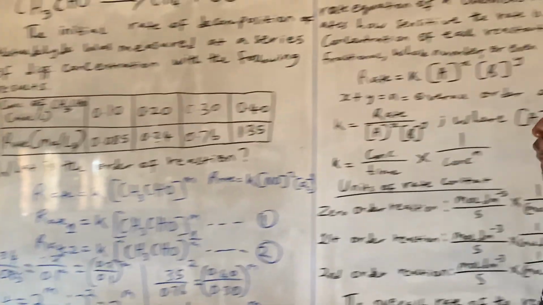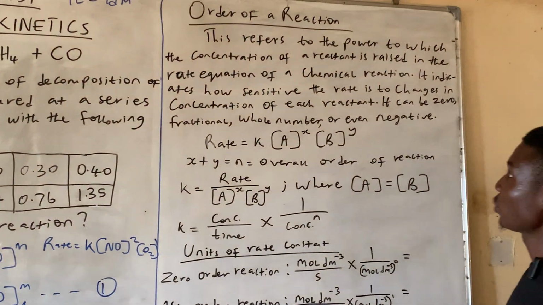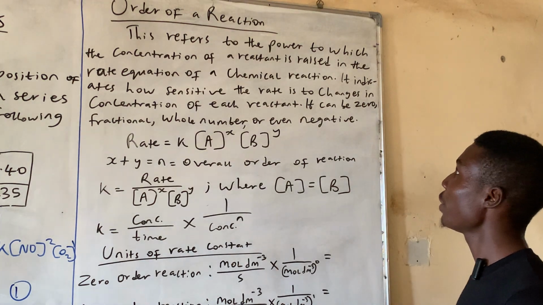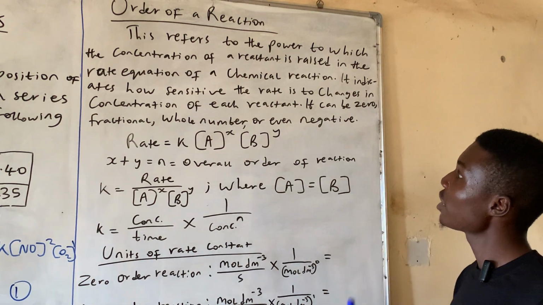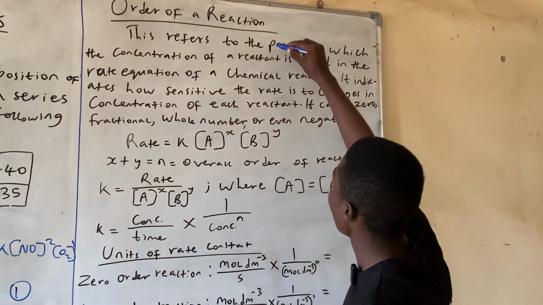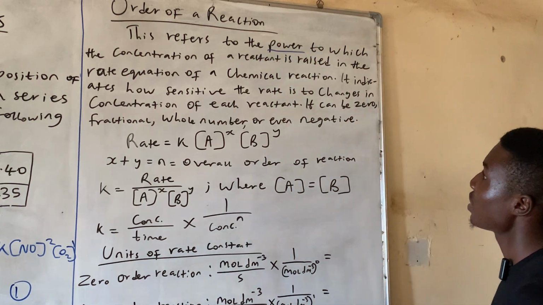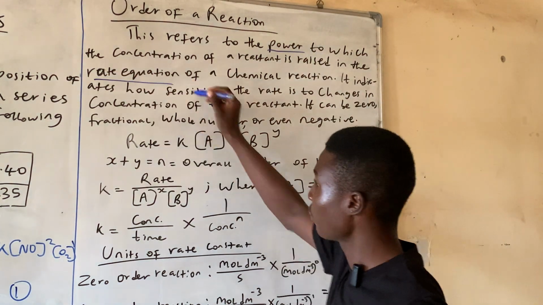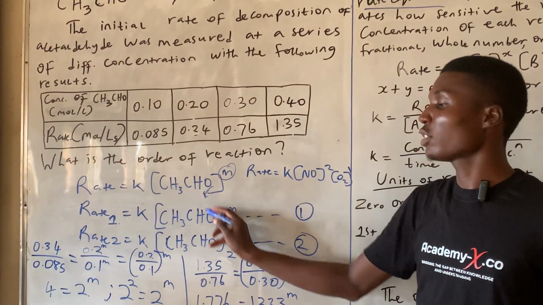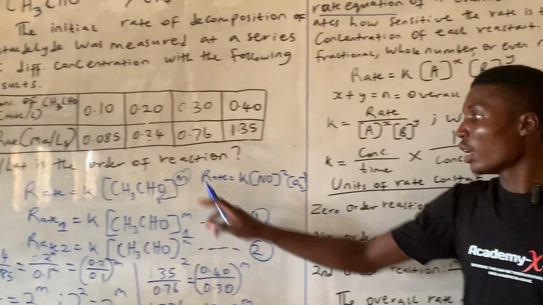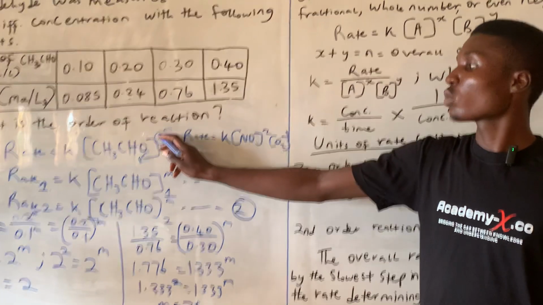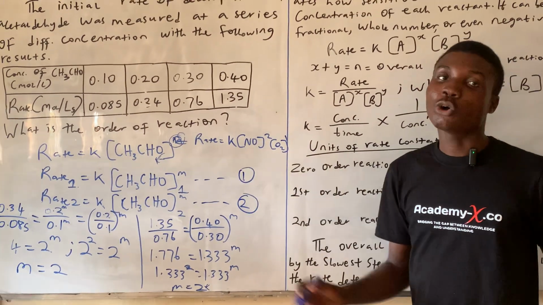So let's now come over to order of reaction. The question is, what is order of a reaction? Order of a reaction refers to the power to which the concentration of a reactant is raised in the rate equation of the chemical reaction. That's very simple. So this is the rate equation, and the power to which the concentration of the reactant is raised is what is referred to as the order of reaction. The reason why we say the order of reaction for this is 2 is that we have discovered that m is equal to 2, and if this is equal to 2, automatically this is a second order reaction.